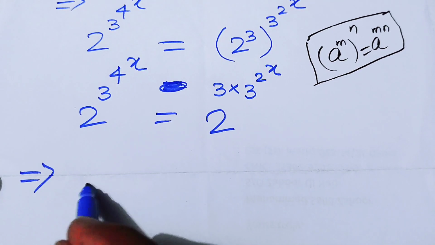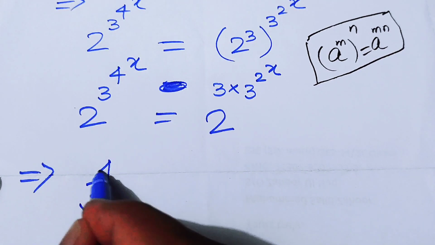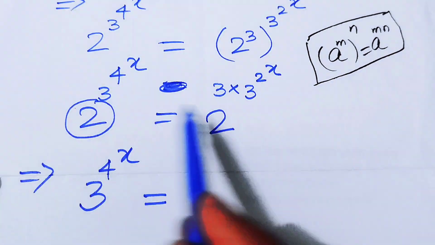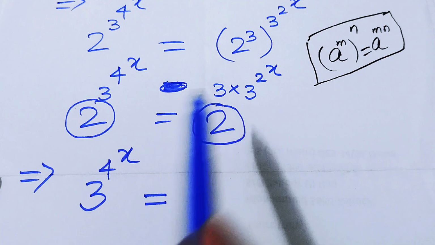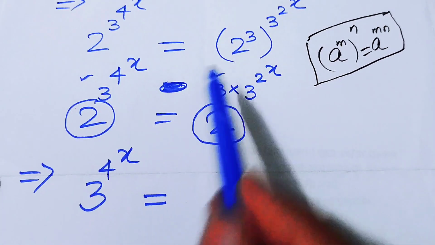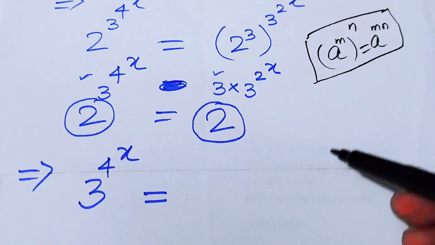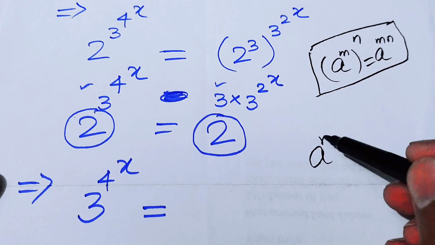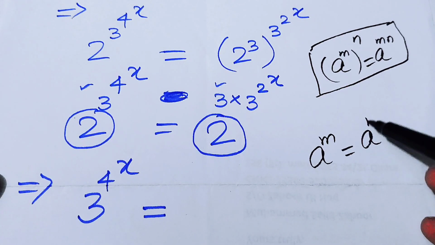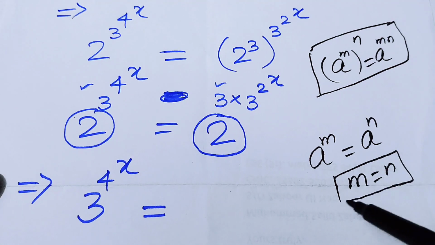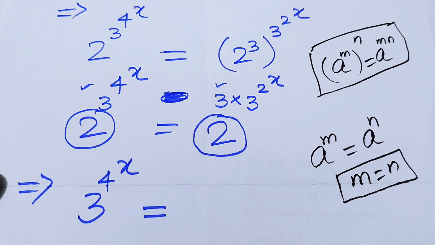Here you get the exponents are 3 to the power of 4 to the power of x, because this is the base on the left hand side and this is the base on the right hand side, so these exponents are equal according to this nice law. If we have a to the power of m is equal to a to the power of n, then m is equal to n, and we can apply this exponent law here.